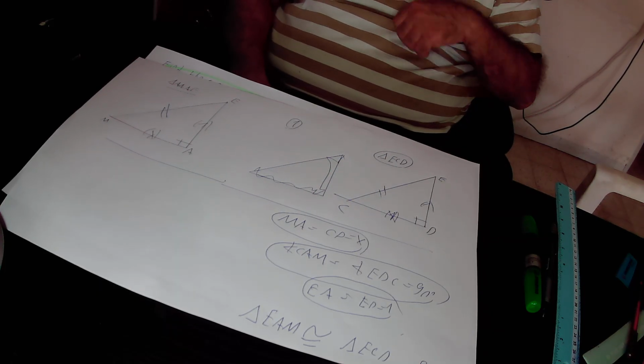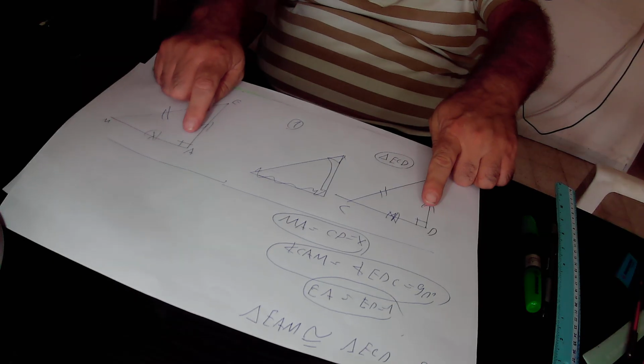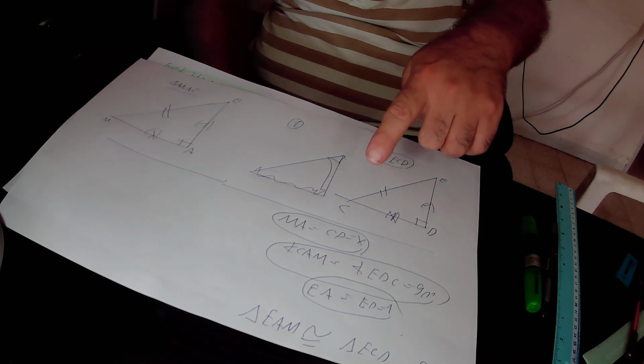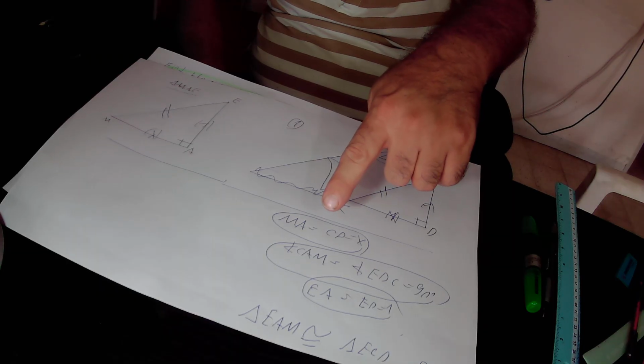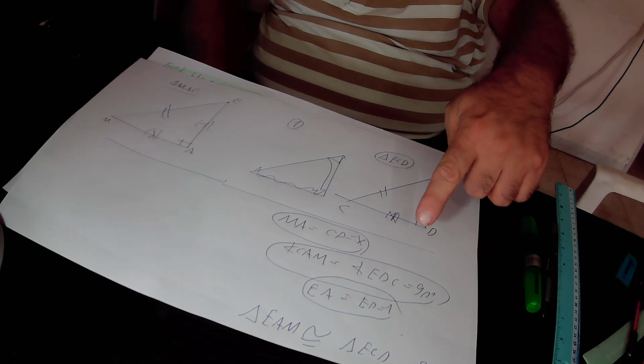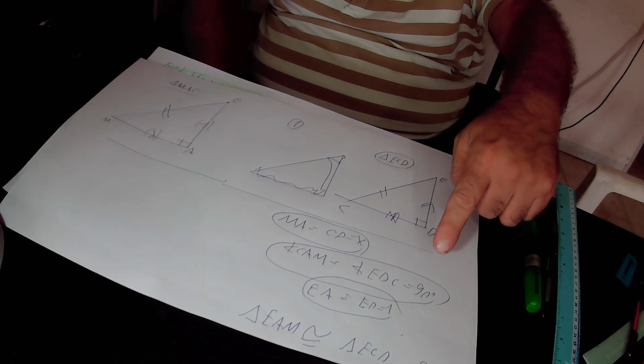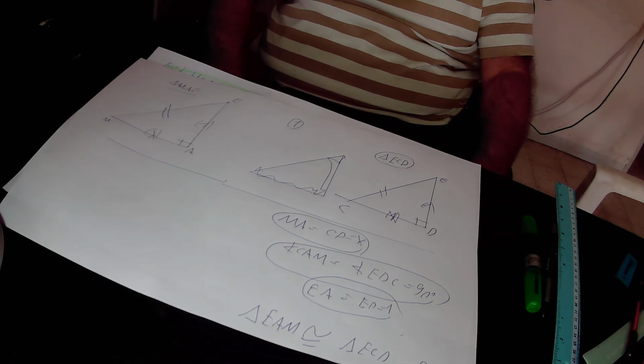In addition, those two angles are both equal to 90 degrees and therefore they are equal to each other. That is to say, angle EAM in triangle EAM is equal to angle EDC in triangle EDC. They are both equal to 90 degrees and therefore they are equal to each other.